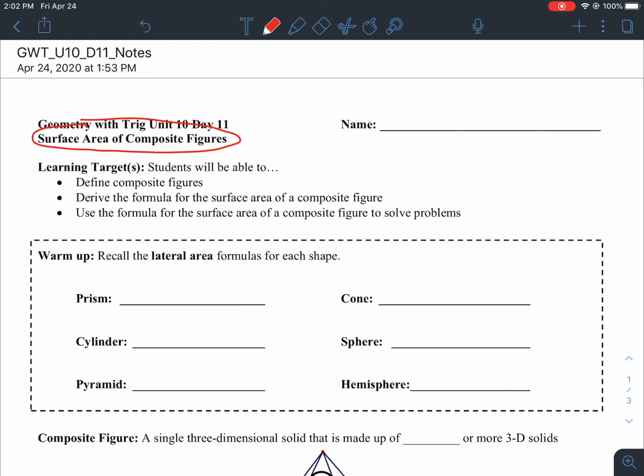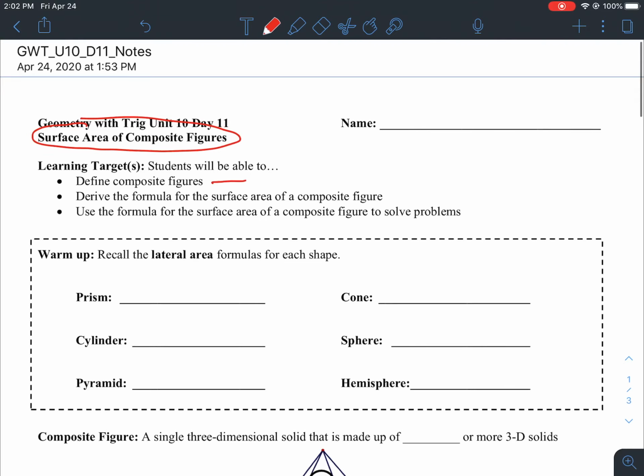So what we want to be able to do by the end of this lesson is first define what a composite figure is, so that way we know what we're taking the surface area of. We want to be able to derive the formula in order to find the surface area of a composite figure, so figure out where this formula is coming from. And then lastly, once we figure out what that formula is, we want to use it in order to find the surface area of various composite figures.